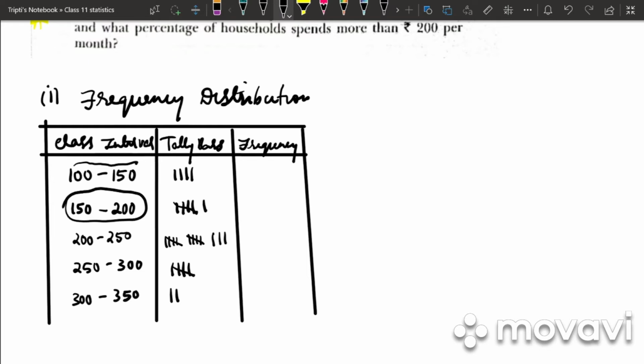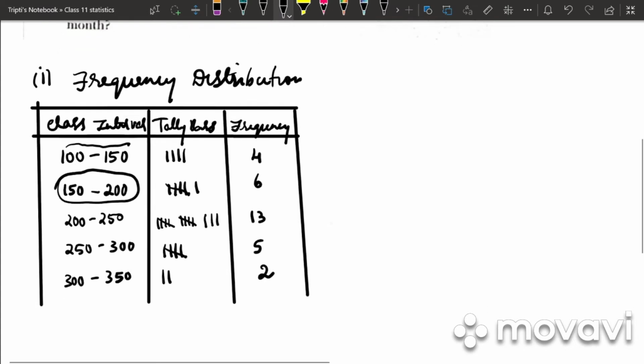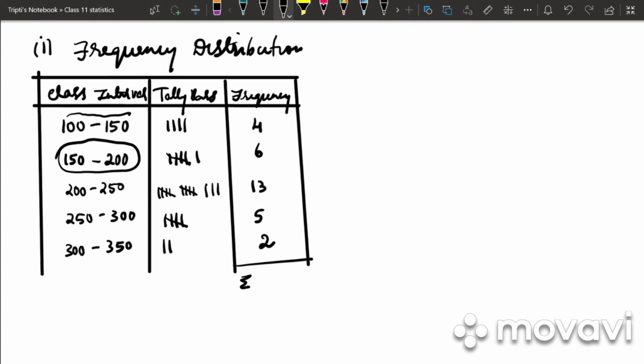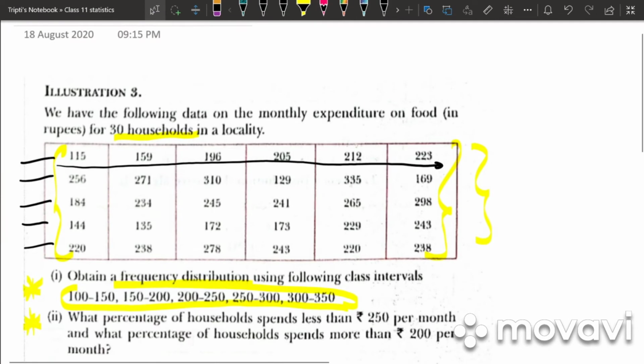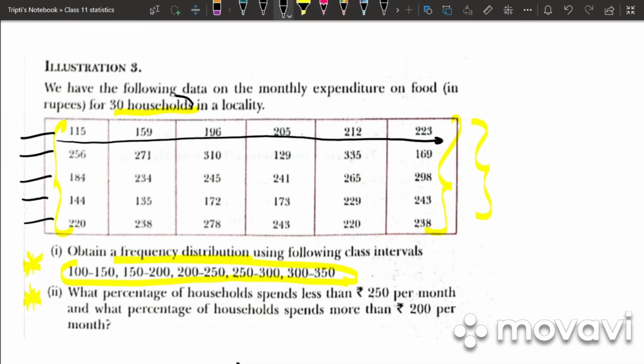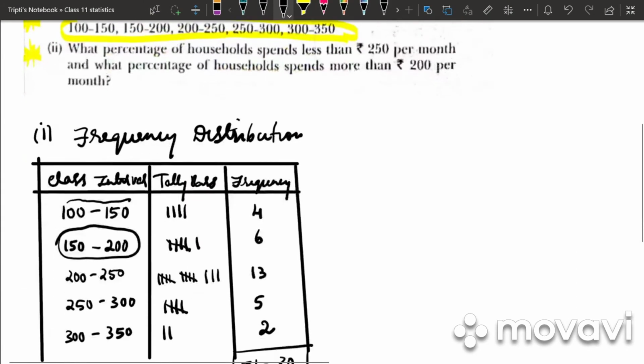Now we'll be writing our frequencies. First one 4, 5 plus 1 is 6, 5 plus 5 plus 3 is 13, 5 and 2. So we get summation F as 6 plus 4 10, 10 plus 13 23, 23 plus 5 28, 28 plus 2 30. And we have the information of 30 households.